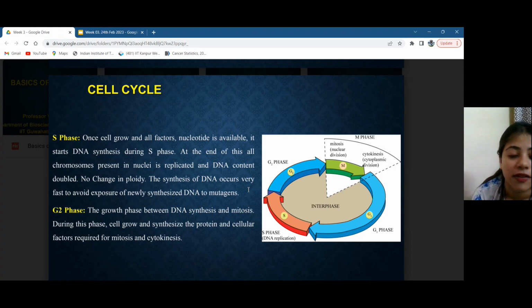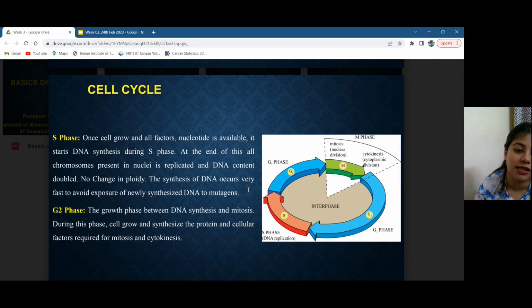DNA content is doubled. There's no change in ploidy. Here synthesis occurs very fast, because the newly synthesized DNA is not really protected, and it could be quite prone to mutations, and you don't want that. So the process of synthesis is very, very fast, and there is a huge fidelity requirement that whatever is getting replicated should get replicated correctly. So that occurs during the S phase.